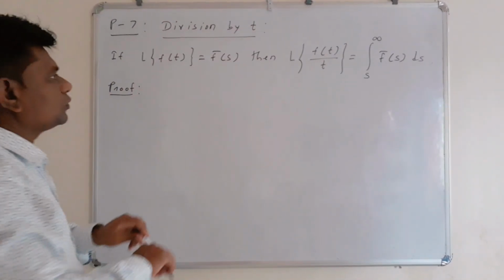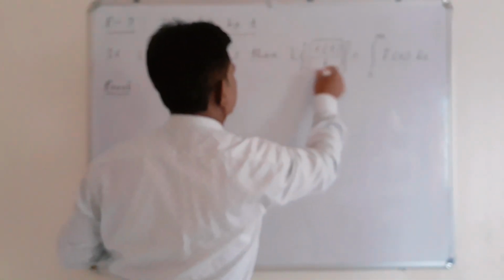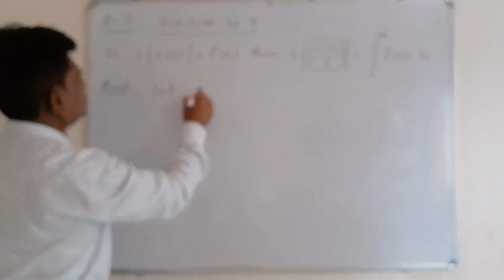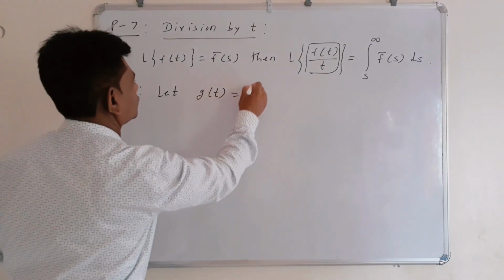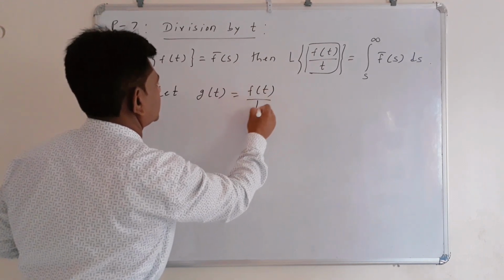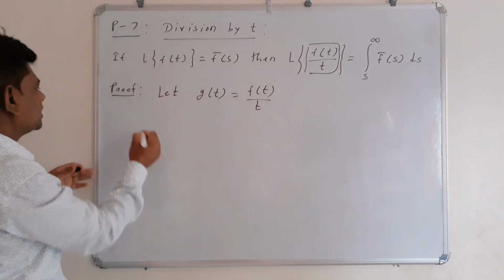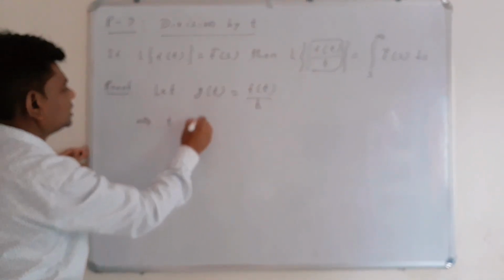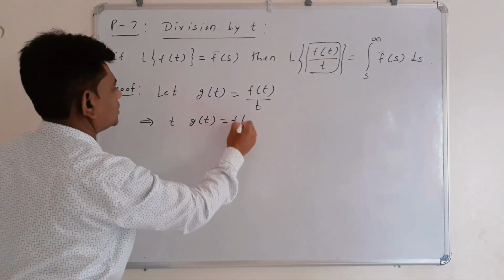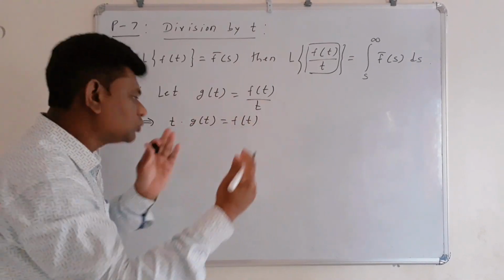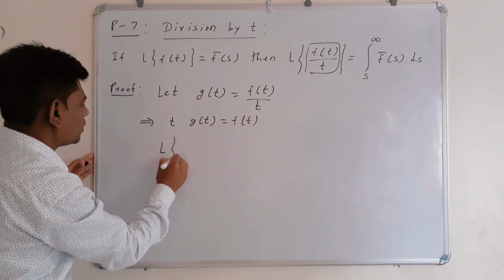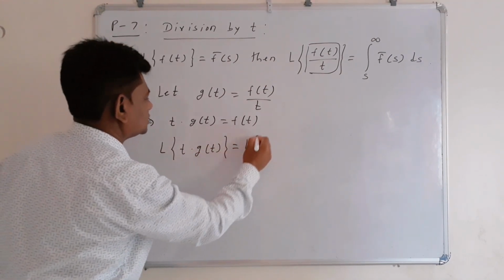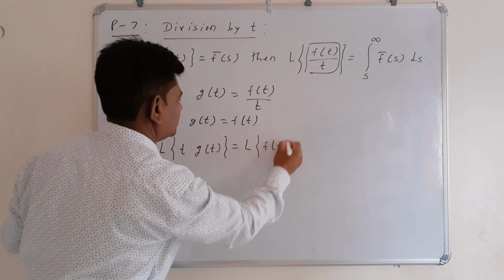Now let's prove it. We denote f of t by t as g of t. So let g of t be equal to f of t by t. Now cross multiplication implies that t times g of t is equal to f of t. Now taking the Laplace transform on both sides, the Laplace transform of t times g of t is equal to the Laplace transform of f of t.